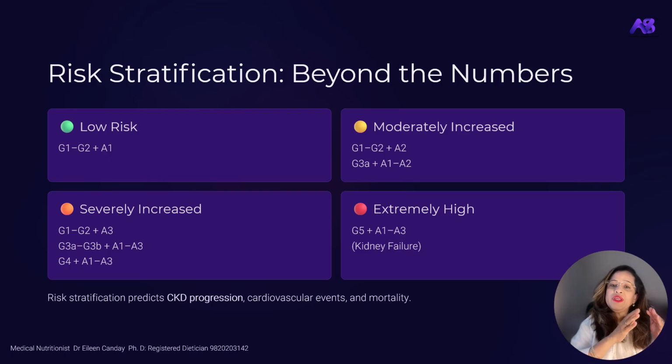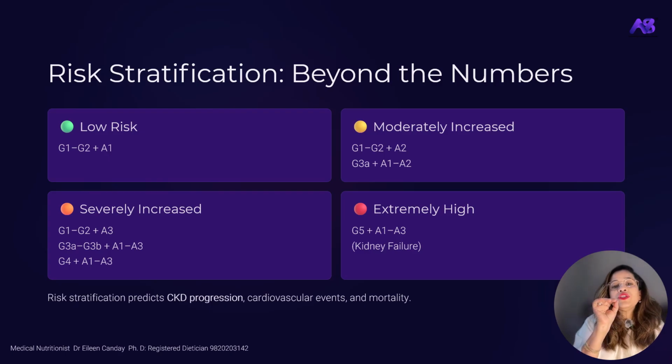So when you say green, it means that a patient is in G1 or G2 with A1, that is normal to mildly reduced kidney function with minimal protein loss. And these patients have a better prognosis than the others. Now, moving on to the yellow zone, that is either in the early stages with moderate protein losses, or mild kidney function decline with minimal protein. So it's still measurable but requires monitoring.